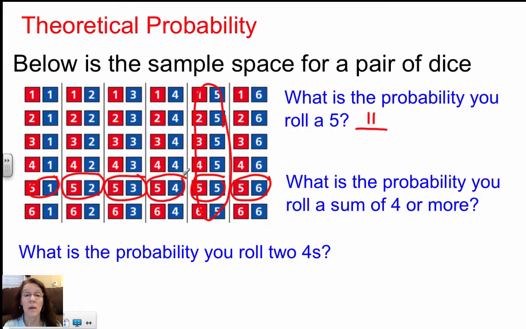Then we say, how many total rows are there? There are 6 rows and 6 columns, so there's a total of 36 possibilities. What's the probability that we roll a 5? We have an 11 in 36 chance.